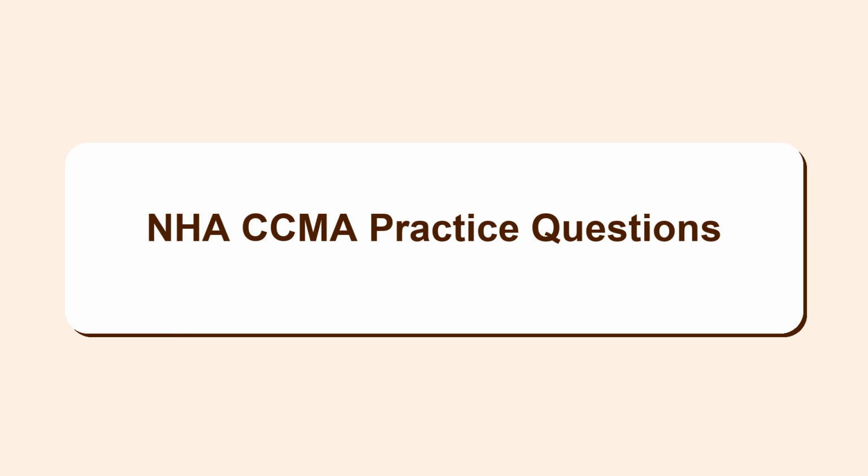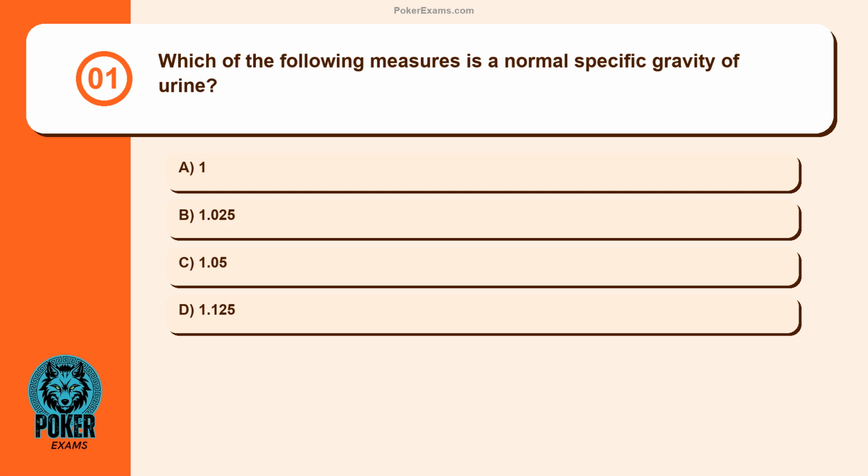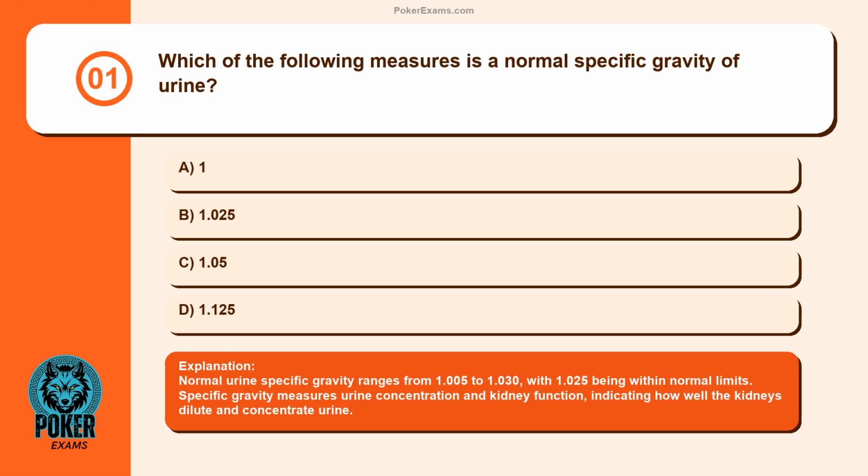NHA CCMA practice questions. Question 1. Which of the following measures is a normal specific gravity of urine? 1.025, 1.05, 1.125. Normal urine specific gravity ranges from 1.005 to 1.030, with 1.025 being within normal limits.